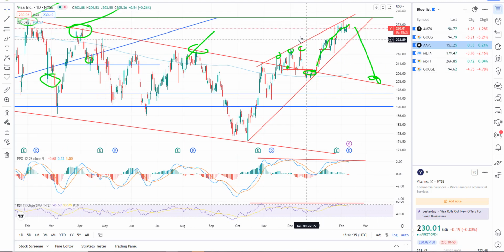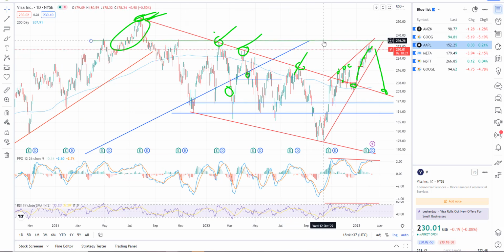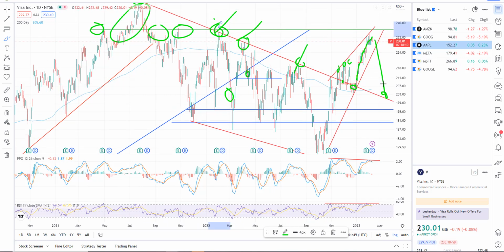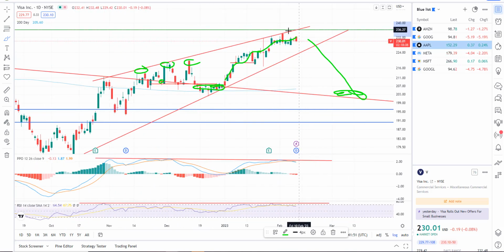It does look like it's starting to get weak. There's also decent resistance right up here at about 236. You can see we've got several reactions. There's kind of a high. There's another one. There's another one. So we got 1, 2, 3, 4, at least 4 reactions, and we're just about there.